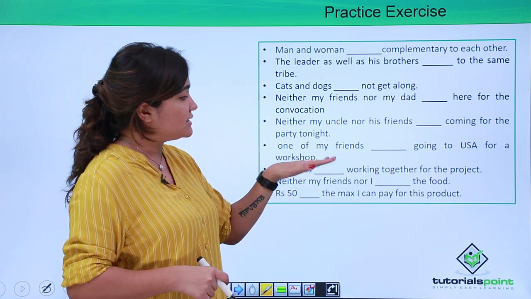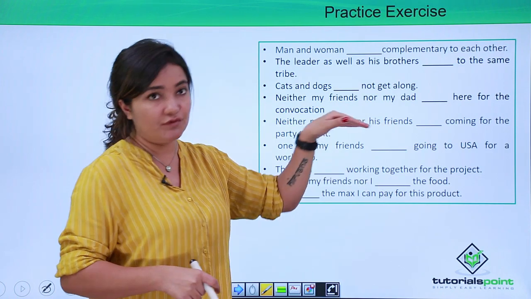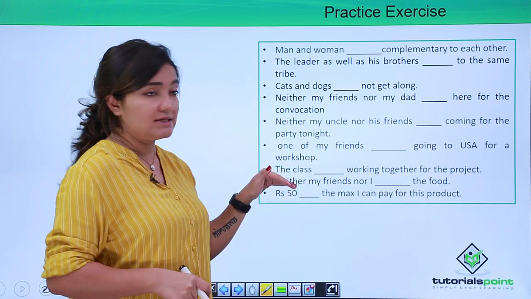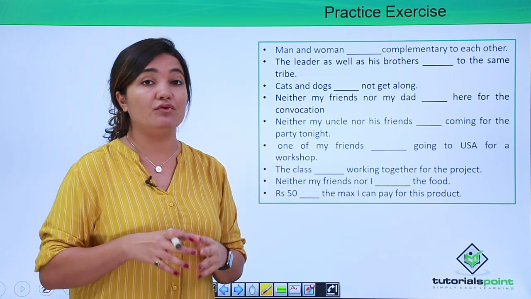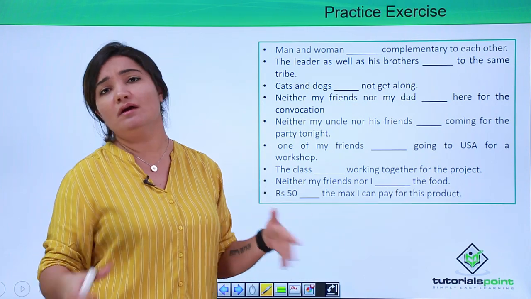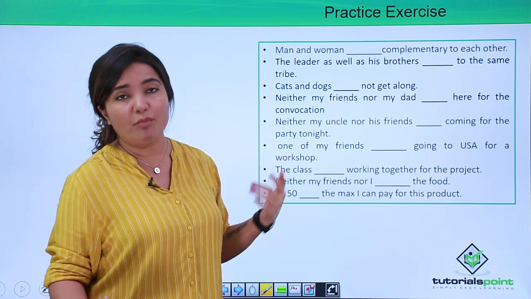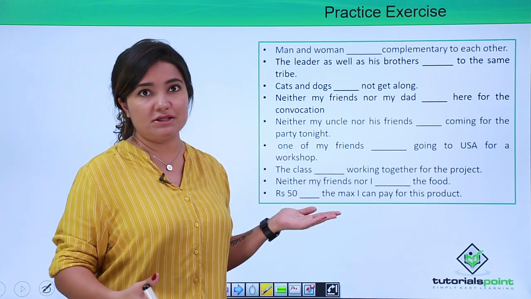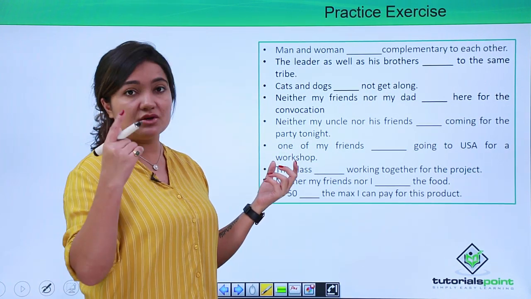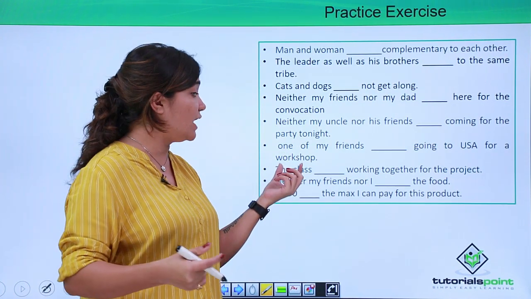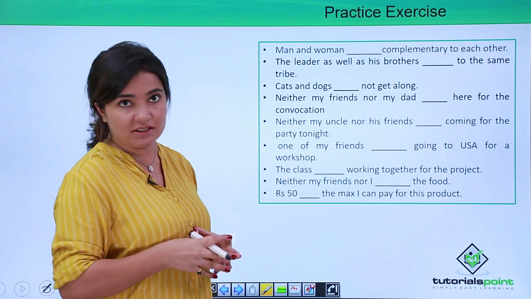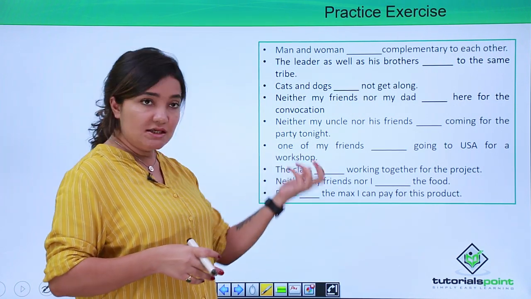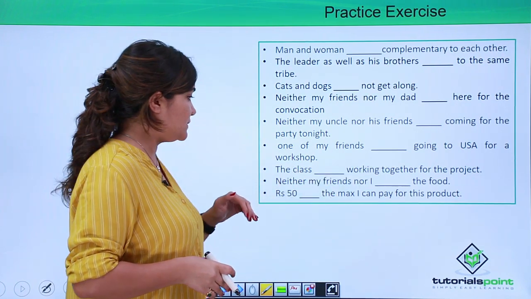The class dash working together for the project. So the class is working together, or the class are working together, is of course more appropriate according to the context, because you're considering the entire class as a singular unit, and of course class is a collective noun, right? So the class is working together for the project.